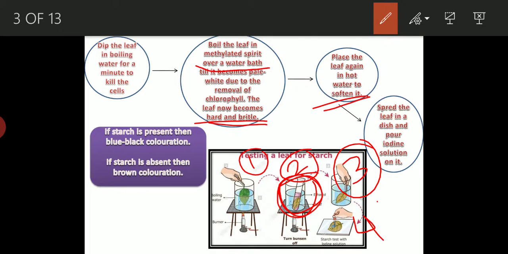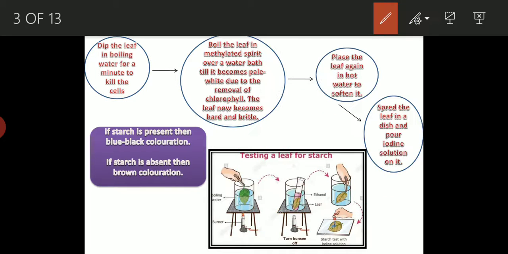And finally, in step number 4, we have to take a dish, and in that dish we have to pour the iodine solution, and in that iodine solution we need to spread the leaf. These are basically the 4 steps. I am again repeating the 4 steps. In the first step, you need to take the leaf which you want to test whether the starch is present or not, and you have to boil that leaf in the water for a minute. And why are we performing this step?